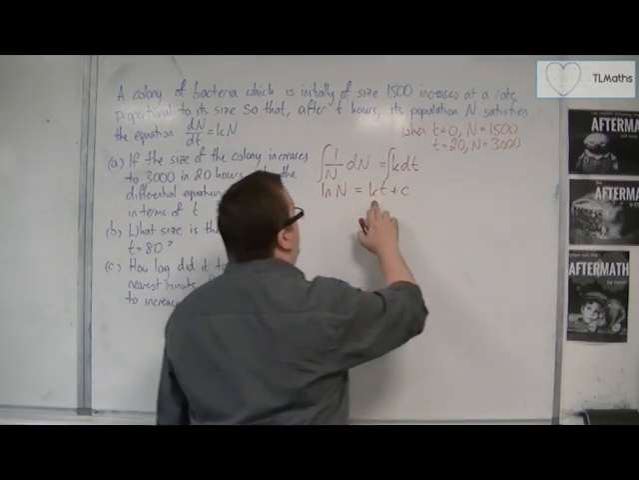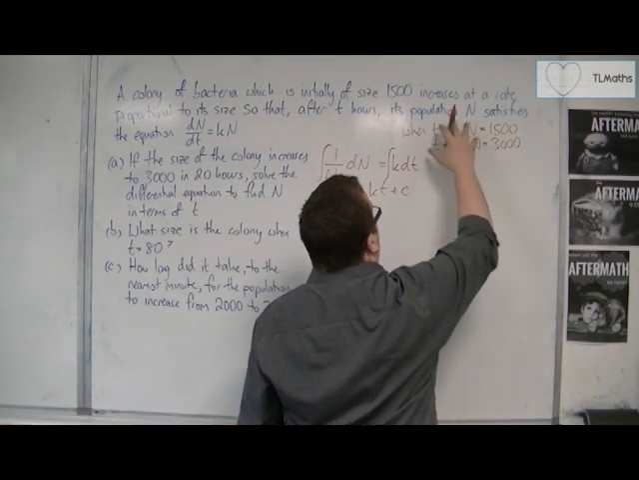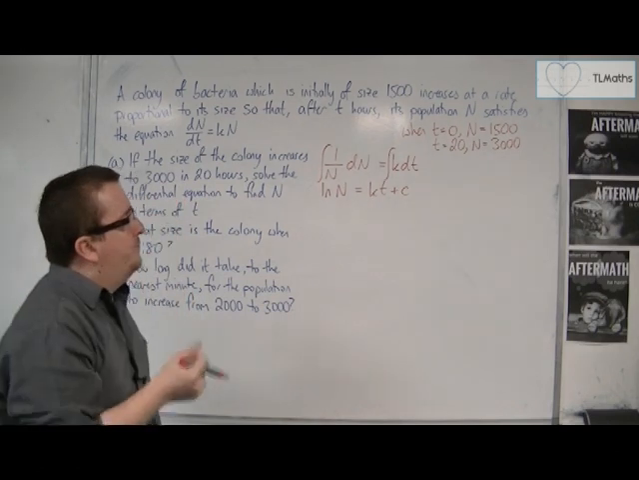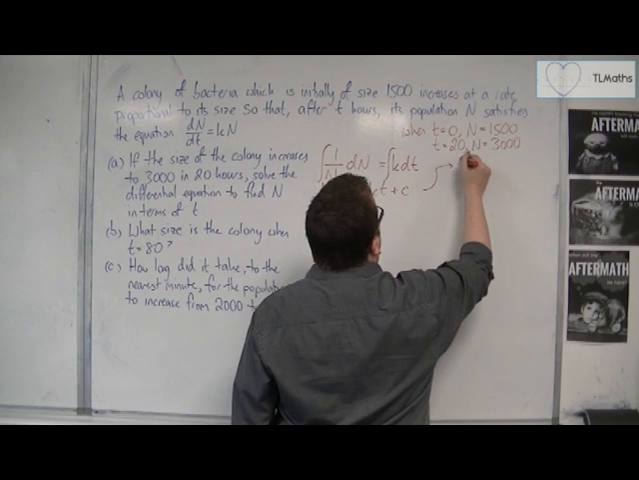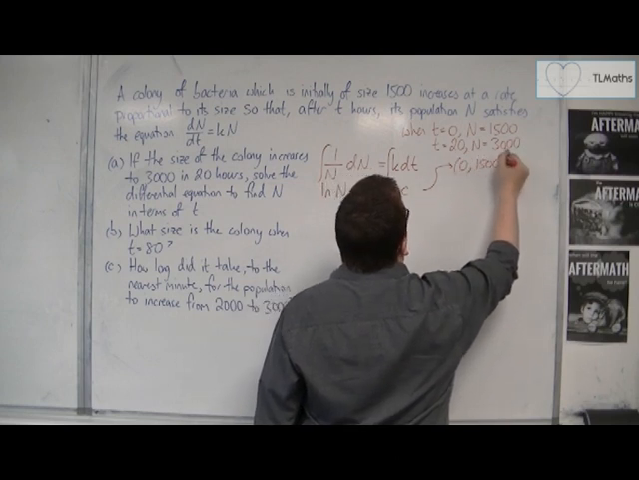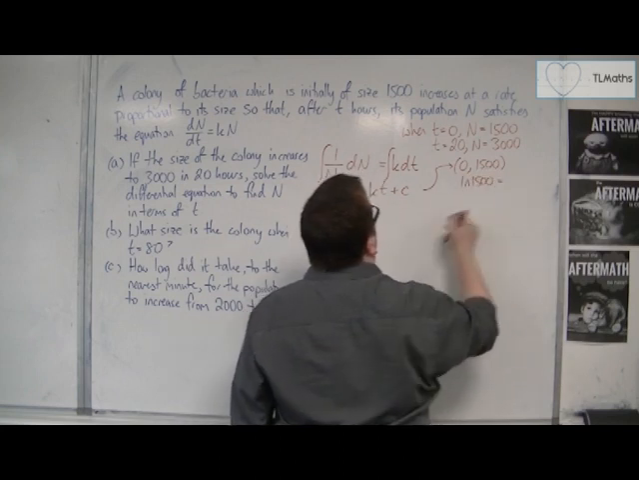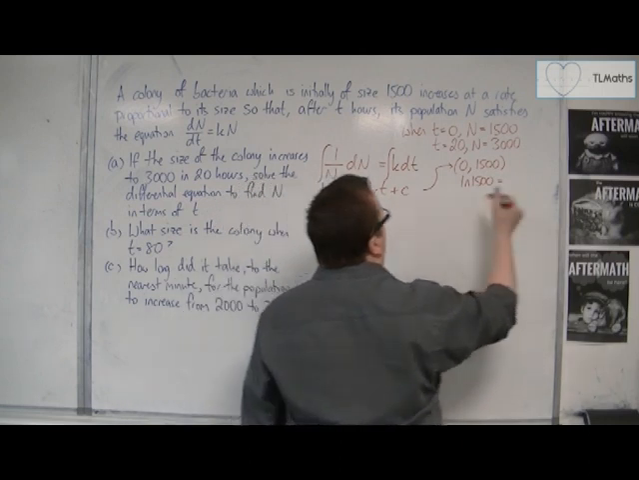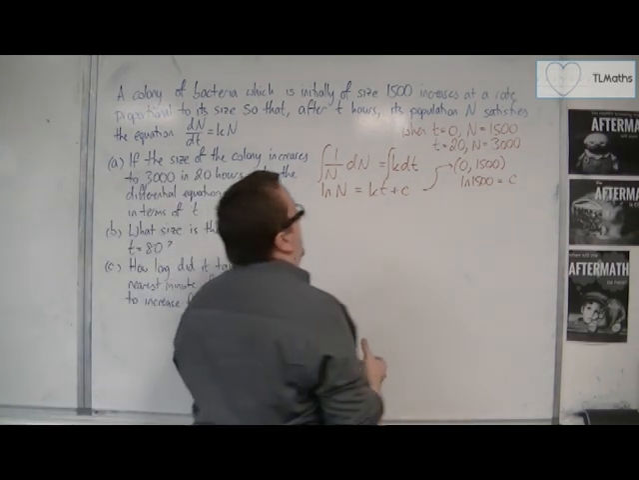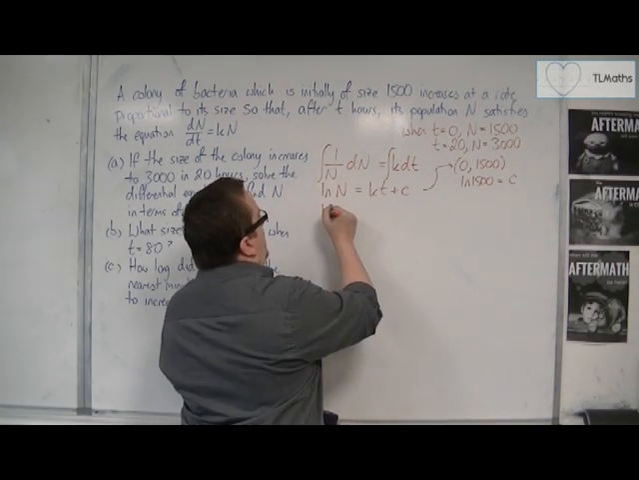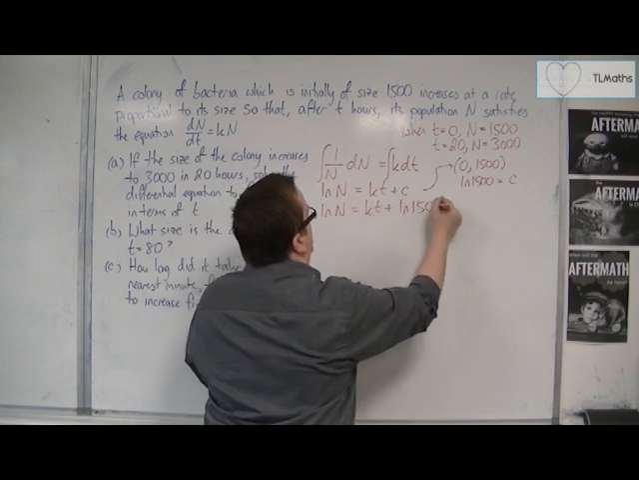So we can see that there are these two unknowns. We don't know what k is, we don't know what c is, but we can then substitute in this information here to find those values. So when t is 0 and n is 1500, we get log of 1500 is equal to k times 0 plus c. So c must be log of 1500. So that's the first thing. So we've got now log n is kt plus ln of 1500.